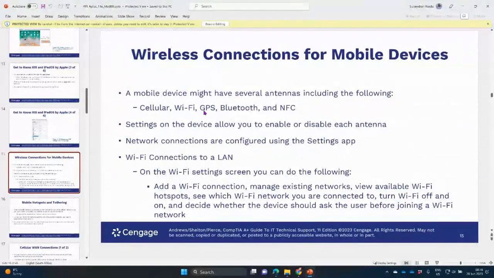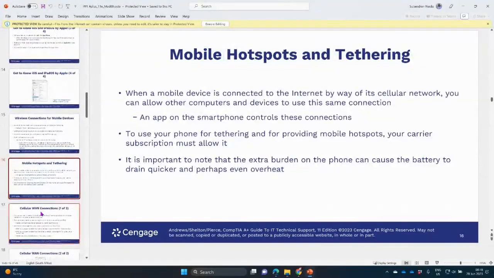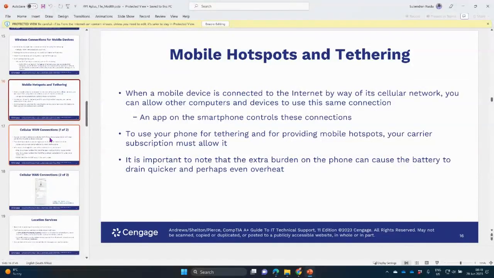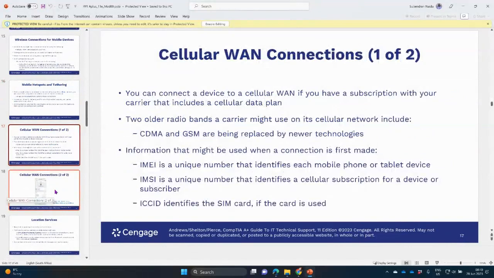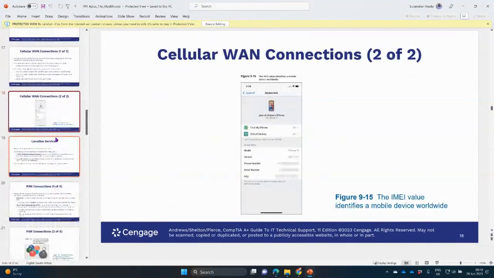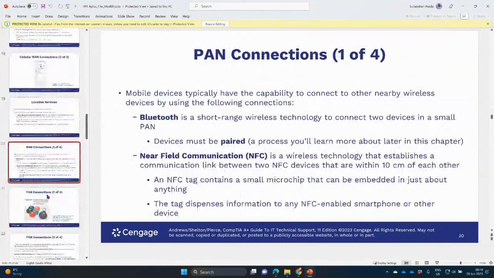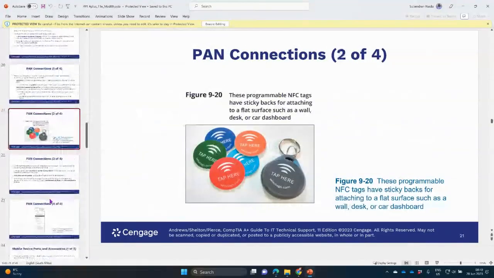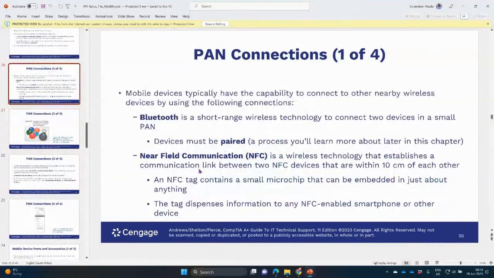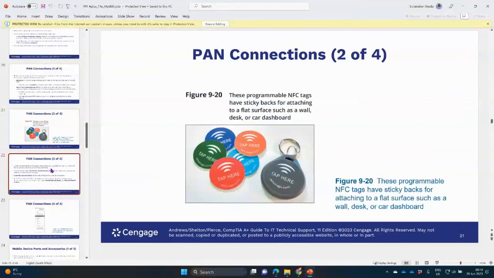Wireless connections, they speak about cellular, Wi-Fi, GPS, Bluetooth, and near-field communications, or NFC. Hotspots and tethering. So hotspot is when I'm using my cell phone to share my internet connection with maybe my laptop. Cellular connections, location services, GPS, personal area connections. There's NFC, near field communication.